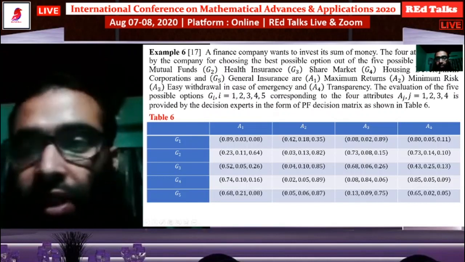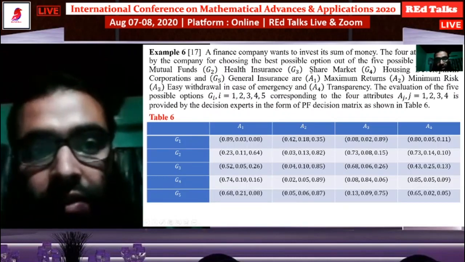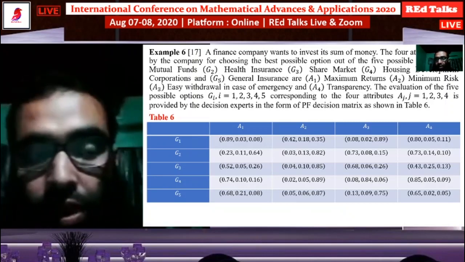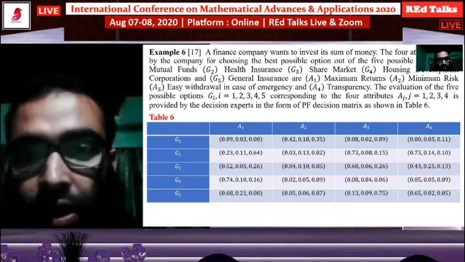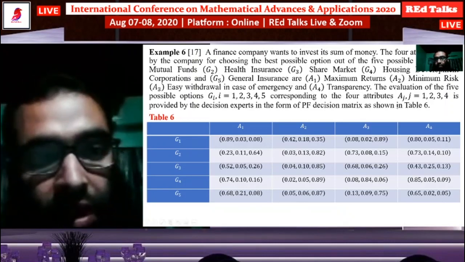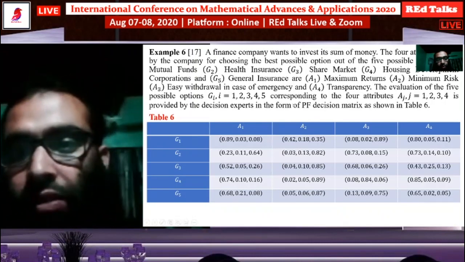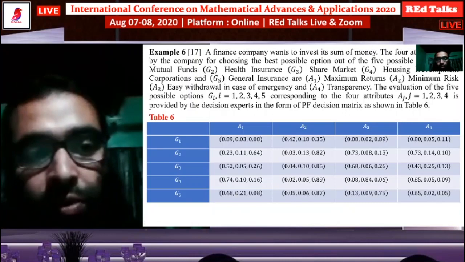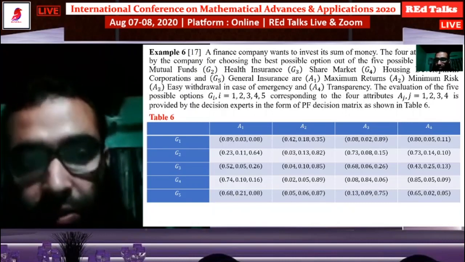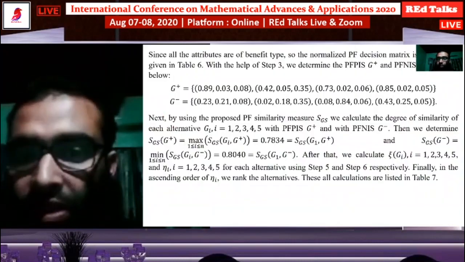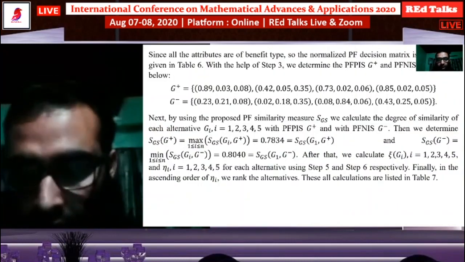Then we have solved an MCDM problem. Here a finance company wants to invest a sum of money. The 4 attributes selected by the company are maximum return, minimum risk, easy withdrawal, and transparency. The evaluation of the possible options G1, G2, G3, and G4, corresponding to the 4 attributes, is provided by the decision experts in the picture physics format as shown in table 9.